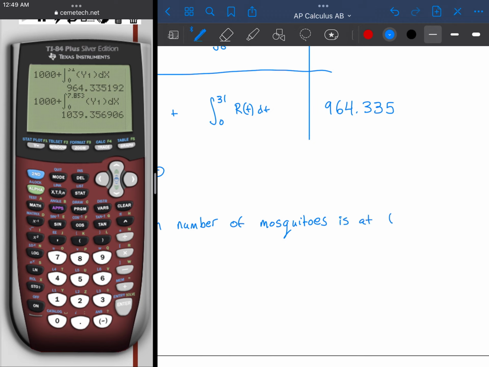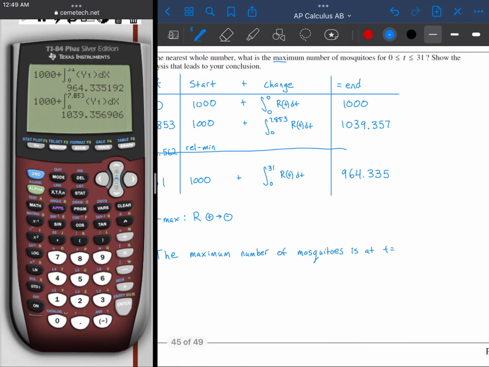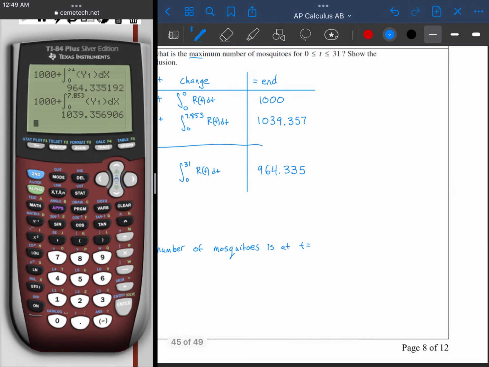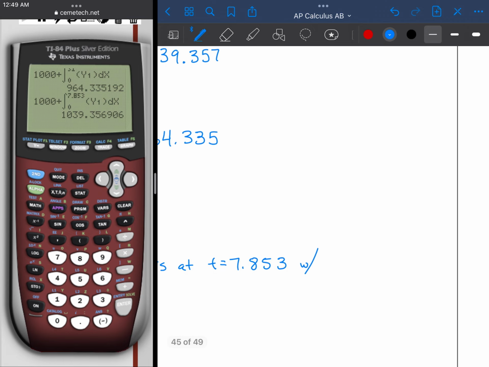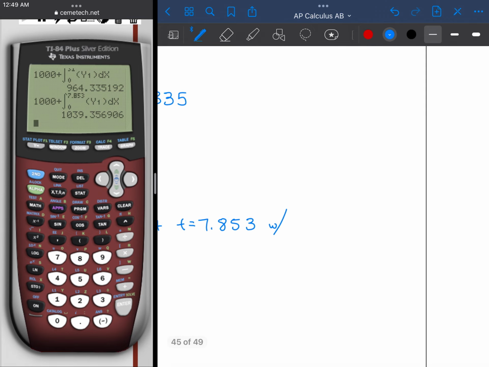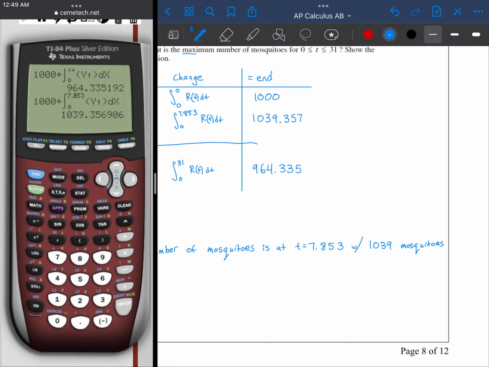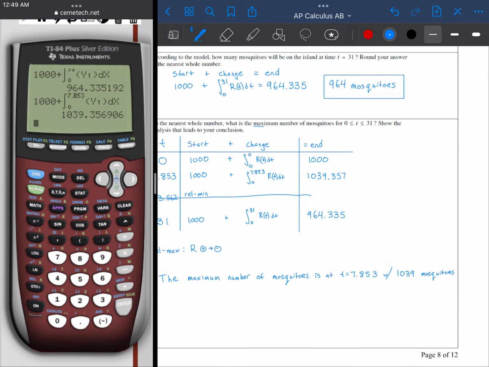Is at time is equal to, what was it, 7.853. 7.853 with 1,039 if I'm rounding. Yeah, 1,039 mosquitoes again. Mosquitoes. Cool. That looks good. I don't need a conclusion check box. That's pretty straightforward. That is the answer.